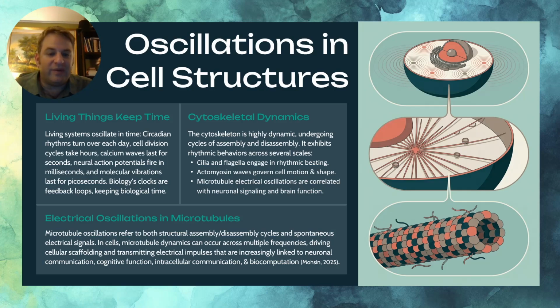For example, the microtubules in cilia and flagella engage in rhythmic beating. Actomyosin in the cytoskeleton produces waves that govern cell motion and shape. And microtubule electrical oscillations, microtubules being the main structural component of the cytoskeleton, have been correlated with neuronal signaling and brain function.